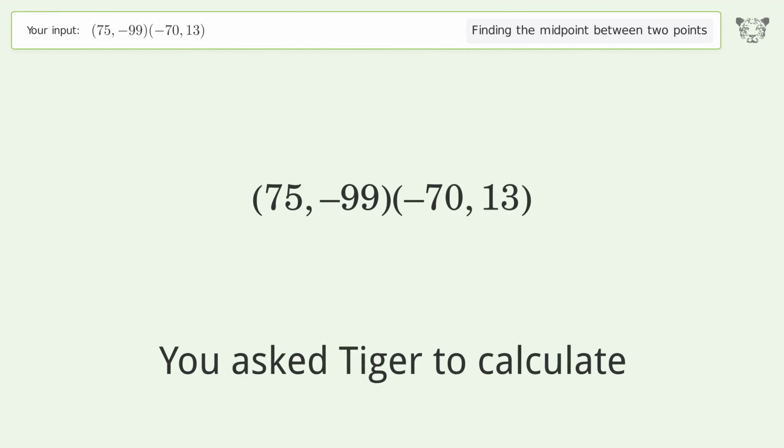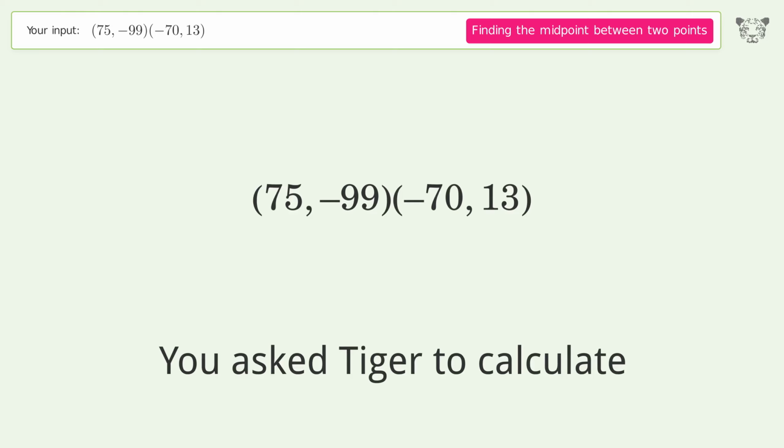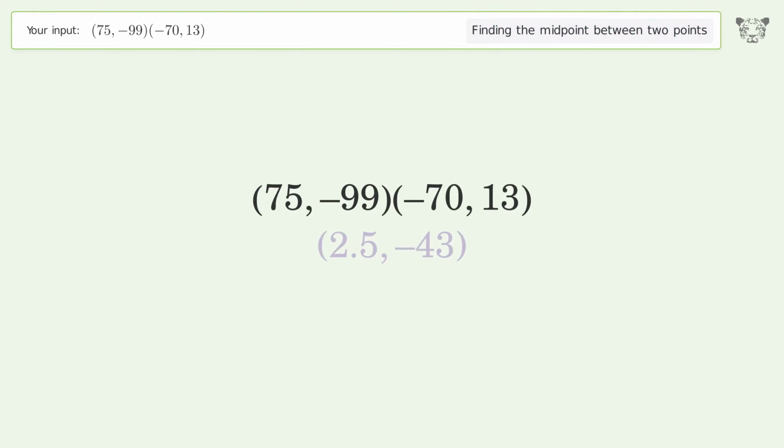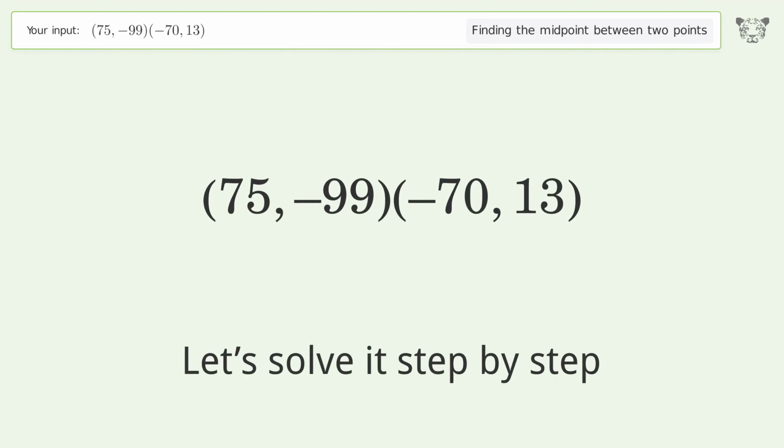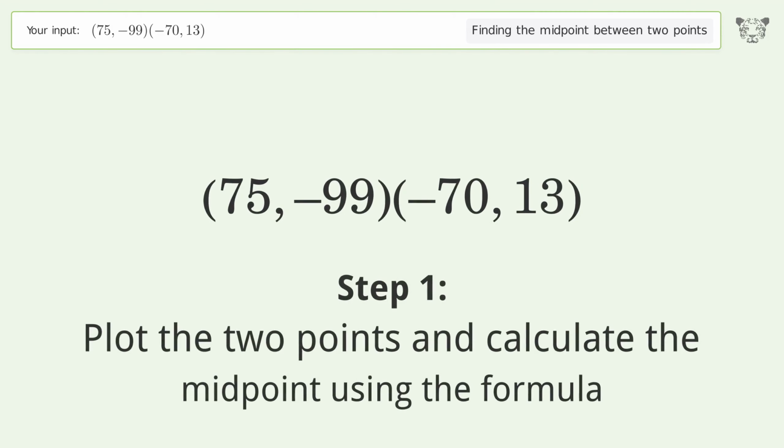You ask Tiger to calculate. This deals with finding the midpoint between 2 points. The midpoint between the 2 points is 2.5, negative 43. Let's solve it step by step. Plot the 2 points and calculate the midpoint using the formula.